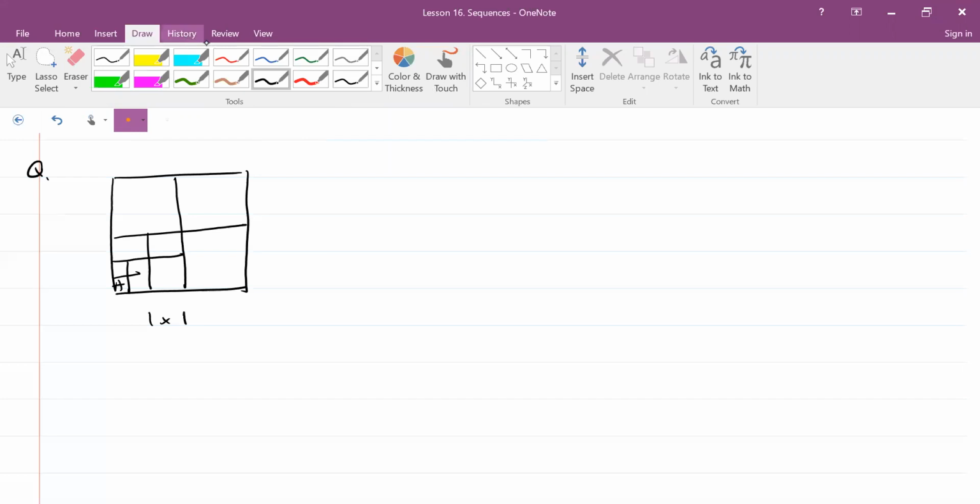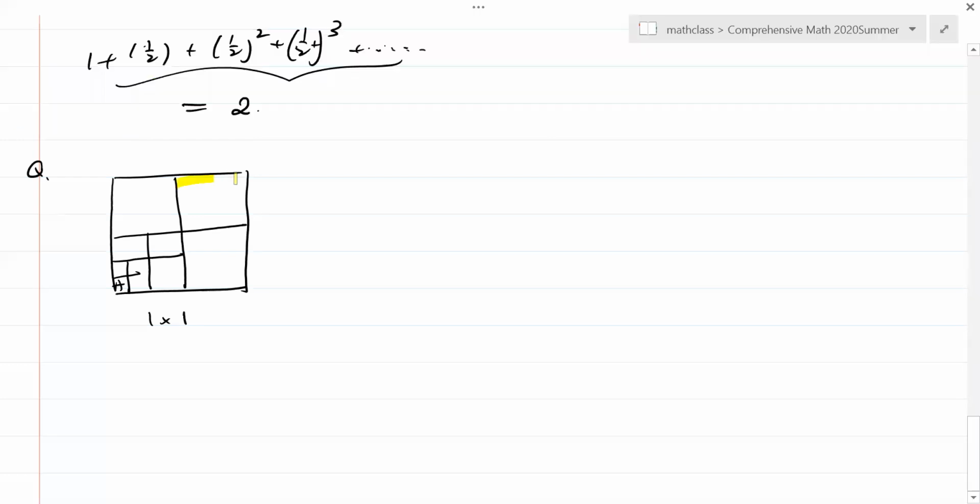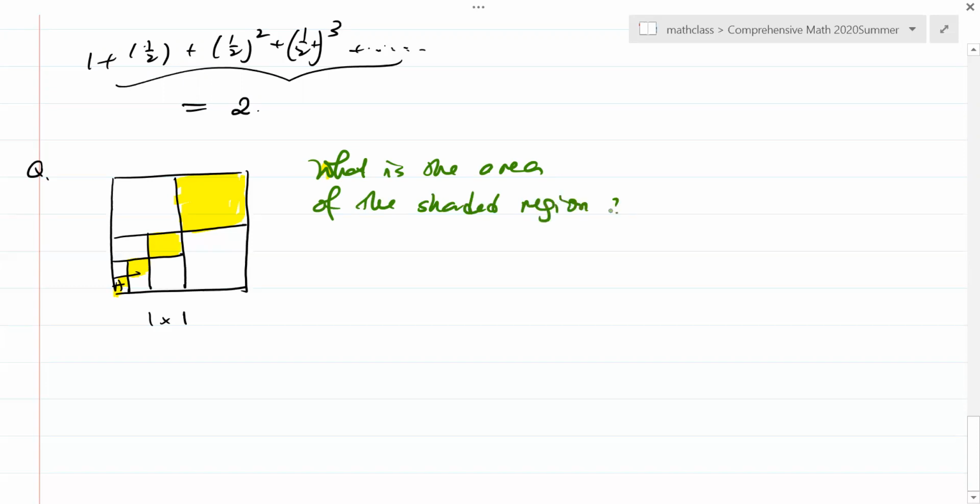Then what we're going to do is mark this area. Okay, then this area, then this area, then this area, then this area. So you have infinitely many squares going, shrinking to a point. So how do you define the total area? What is the area of the shaded region?